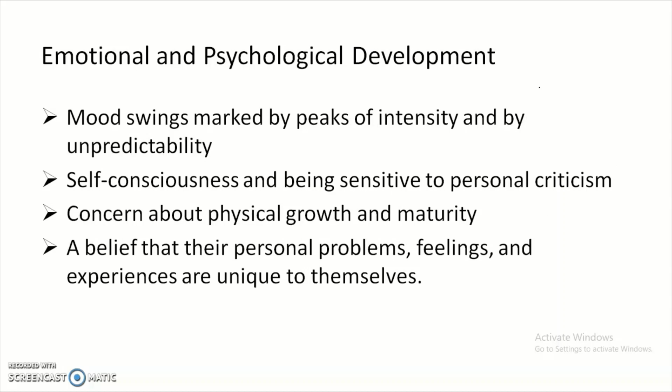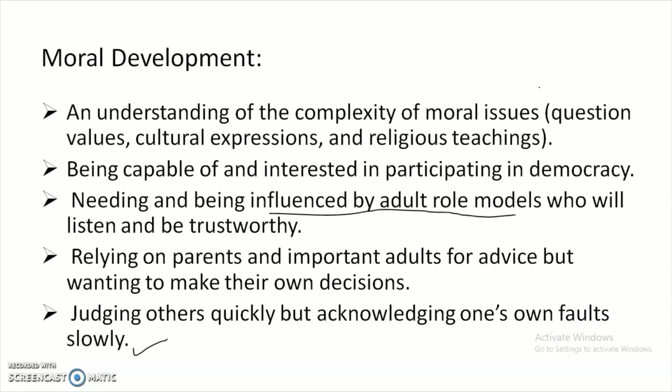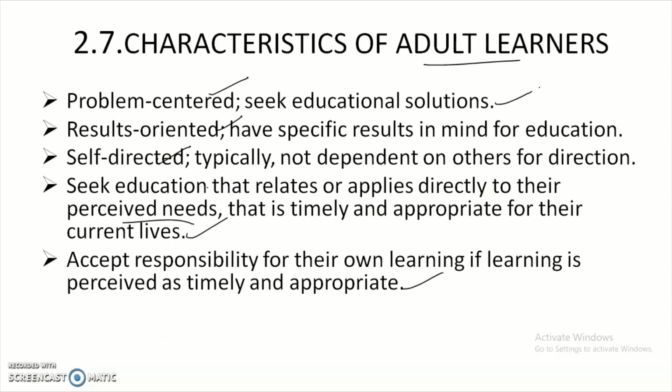Emotional and psychological development will be there, that means mood swings will be very high, and they will believe that problems are happening to them only. And moral development also happens. In the moral development stage, they completely rely on parents and some other adults for advice. Even though they will take their own decisions, they will anyhow try to take advice from their elders, and they judge others very quickly, and later they will realize their mistake.